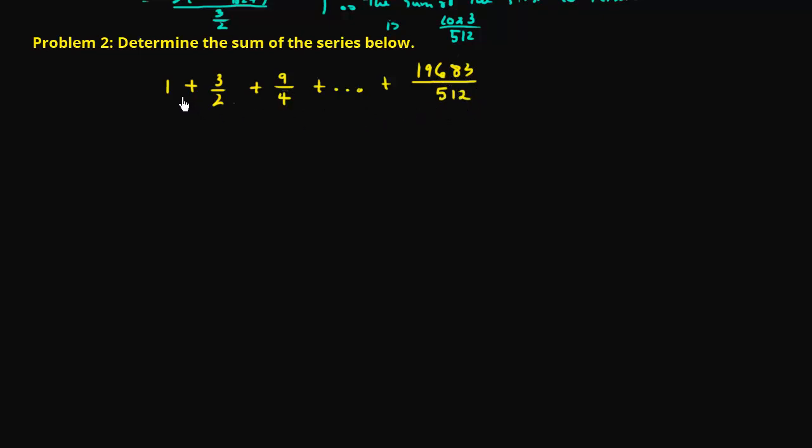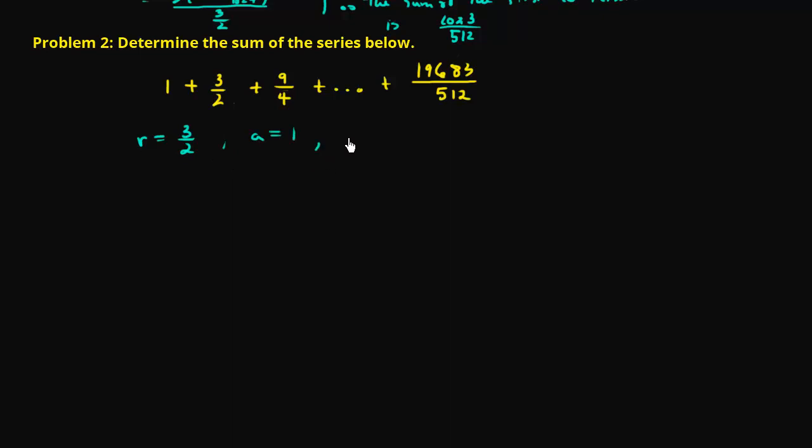And now we actually do have something that's in the form of a geometric series, because the ratio of the second term to the first term is 3/2. If I divide the third term by the second term, I get 3/2. So the common ratio here is 3/2. So we have that r is equal to 3/2. We get that the first term, a, is just 1.